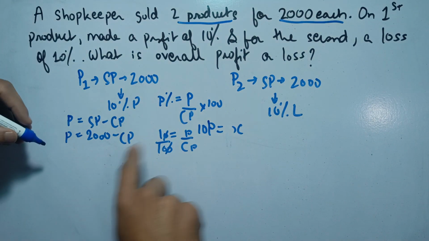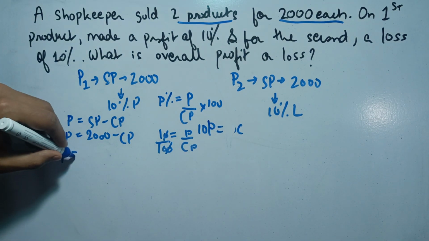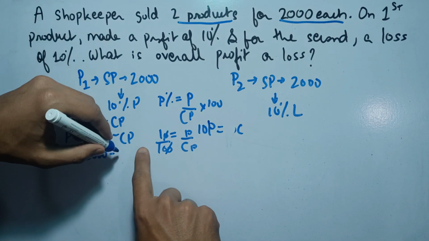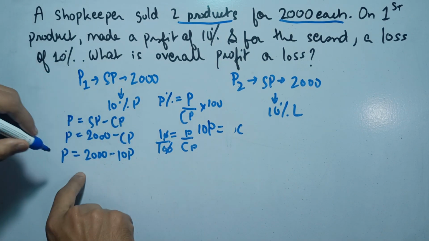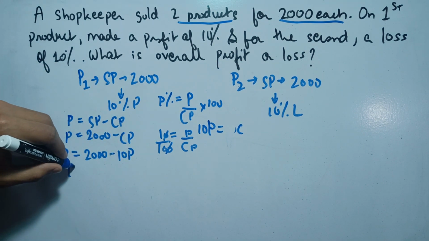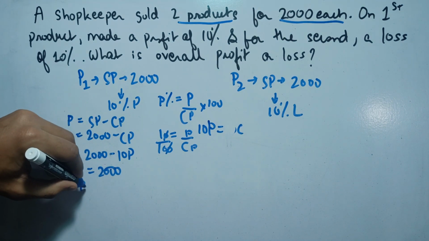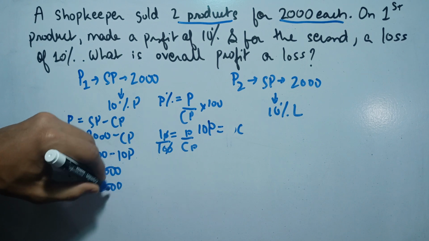So we'll substitute the value here. P is equal to 2000 minus, instead of CP we can write 10P. This adds up and becomes 11P is equal to 2000, or P, that is profit, is 2000 by 11.